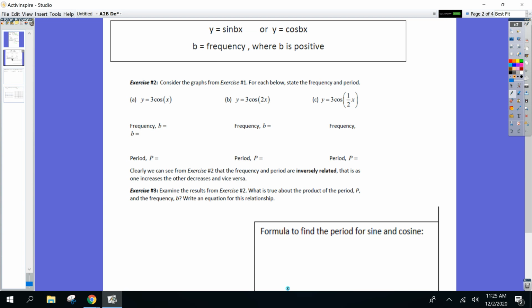So that's exactly what we just talked about here. B is going to be the frequency now. All right, let's look at each of these curves we just graphed and see if we can find a little relationship now. I'll do the first one for you. In part A, notice that there is no number in front of the X, but we know there's a 1 there. All right, so we can say the frequency is 1.